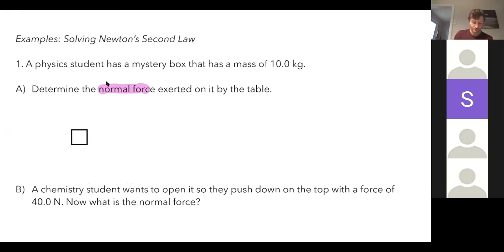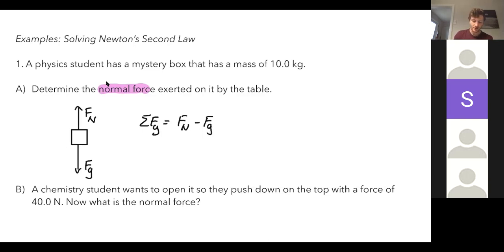Forces. Always a force of gravity going down, contact force, normal force going up. Cool. Nothing in the x direction, nobody's pulling it, nothing like that. So all we can say here is that the sum of the forces in the y direction is just going to be Fn minus Fg.